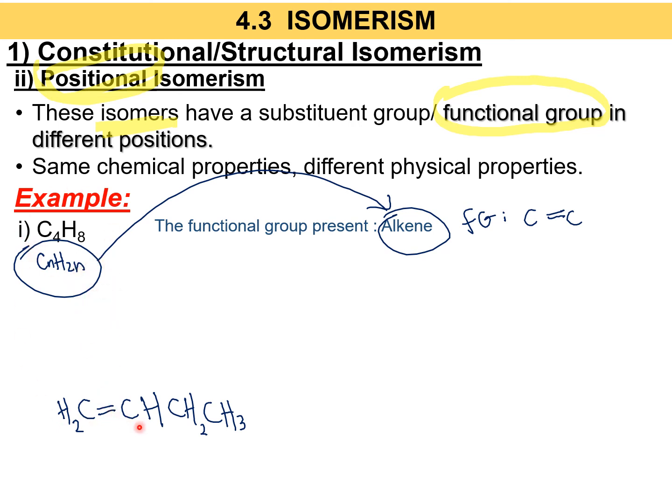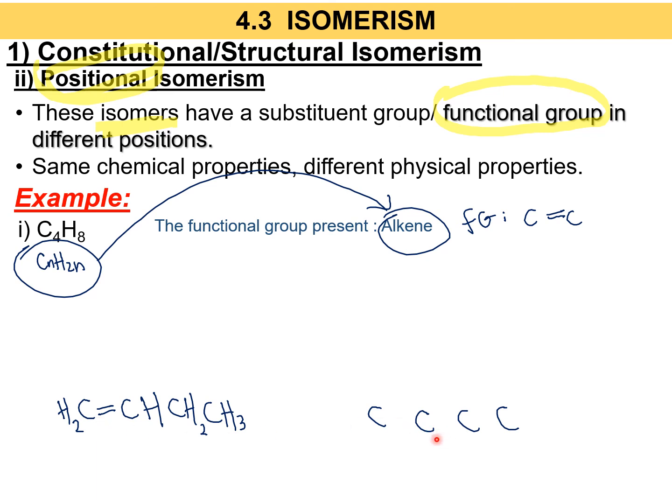But positional isomers are isomers where we can change the position of the functional group. This is the functional group that we mentioned in alkene, which is the carbon-carbon double bond. So what if I create another structural formula of C4H8 where I change the position of this double bond? Again, carbon has 4. Initially, I created a structural formula where the double bond is at the first carbon.